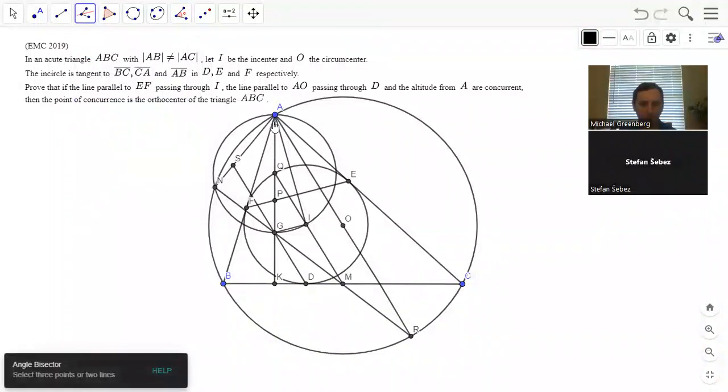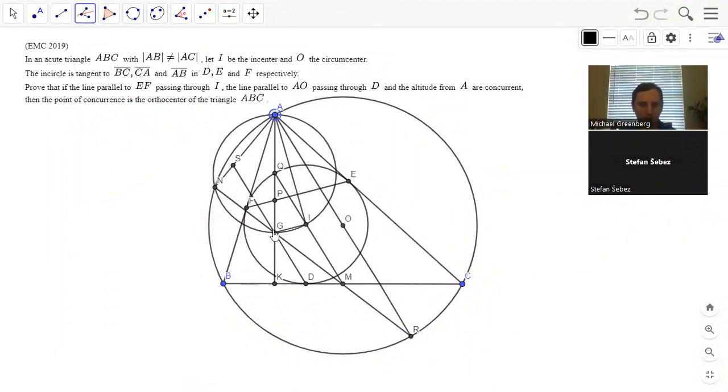How did you get that? Just a long angle chase, but okay, then we're finished. I proved that GI bisects AGD. Oh no, I'm saying the information that we're given is equivalent to that, but that doesn't prove it. That's something I inferred from the problem. Oh, okay. Yeah.